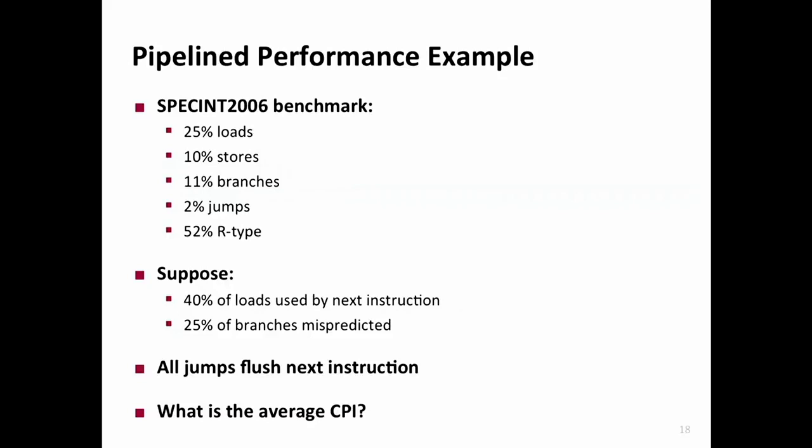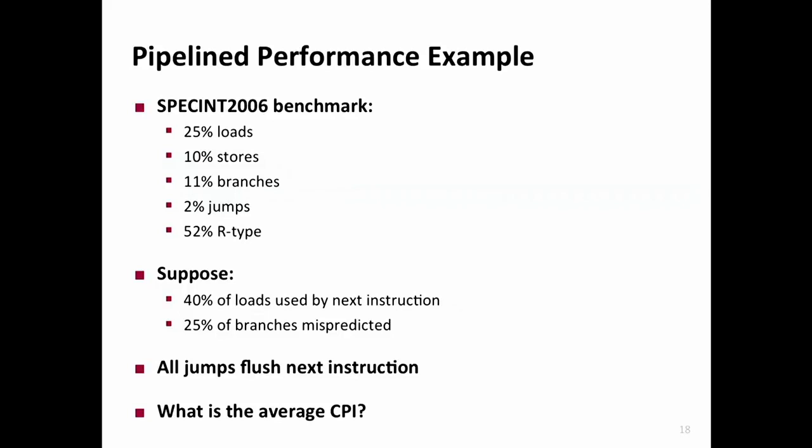So let's suppose that 40% of the loads are used by the next instruction. Basically, there's a data dependency between the load and the next instruction, which means that you need a 1 cycle stall after that. So you didn't have a very intelligent compiler, maybe. And 25% of the branches are mispredicted. And all jumps flush the next instruction. So we're assuming early branch resolution here. The question is, what is the average CPI?